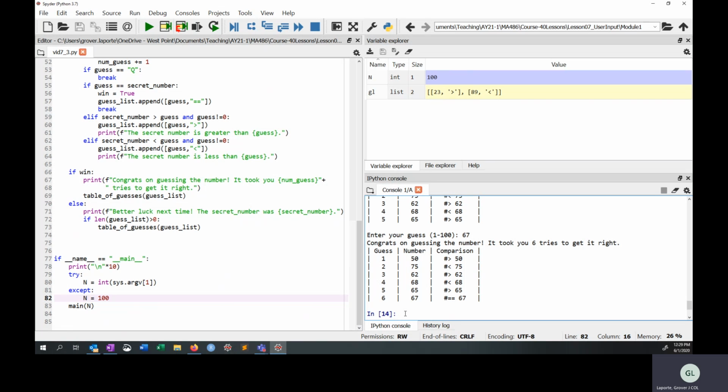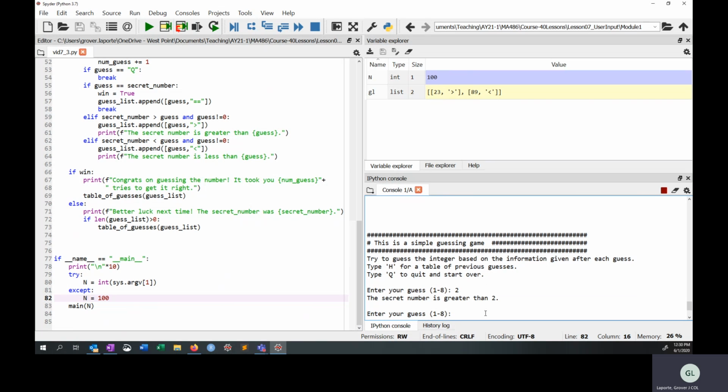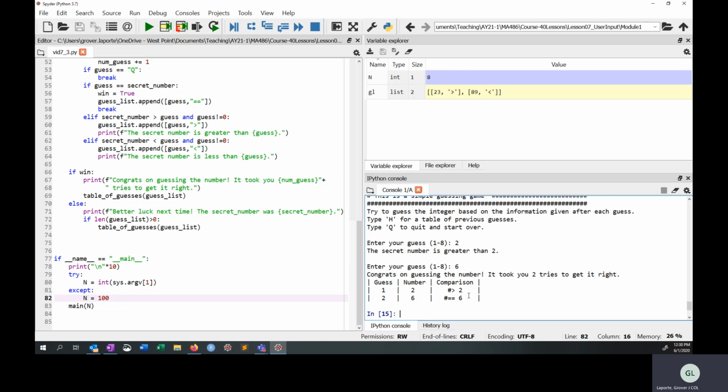The last thing I want to do is run it from the IPython notebook. So you go run, and then you type in the name of the file, vid7_3, right? And then we'll put in 8. So the 8 will be my number. And when it does it, you'll see that this changes. Enter your guess, a number between 1 and 8. And you can put in 2, 6, and we got it right. So I got lucky that time.